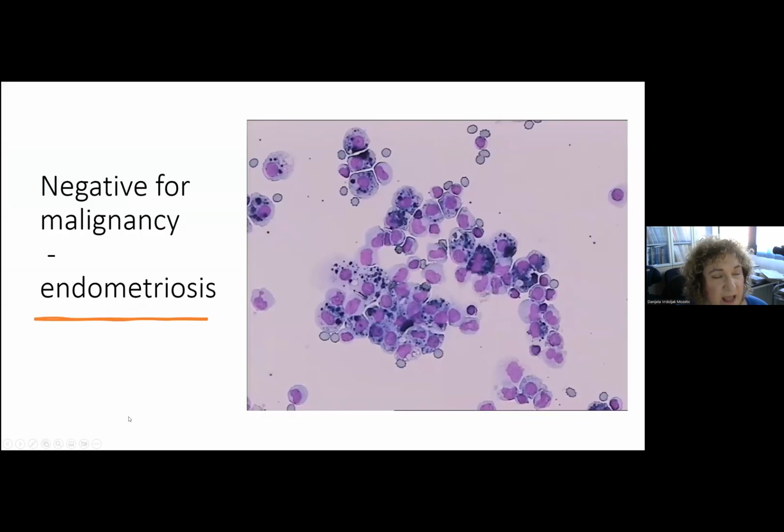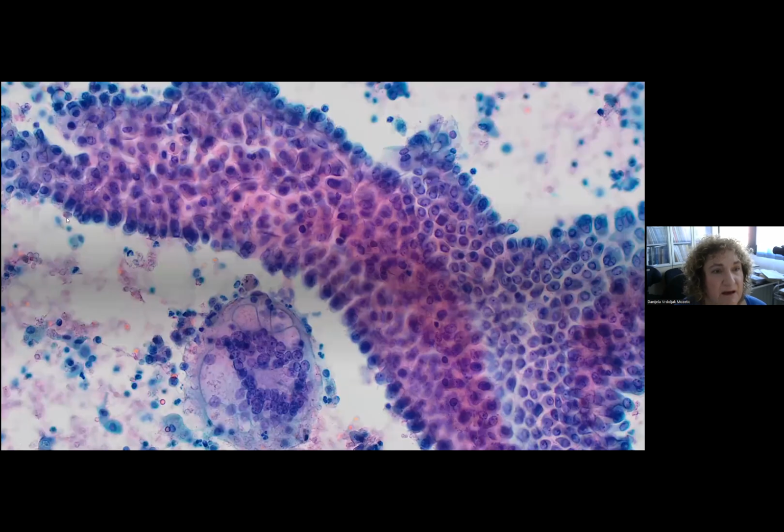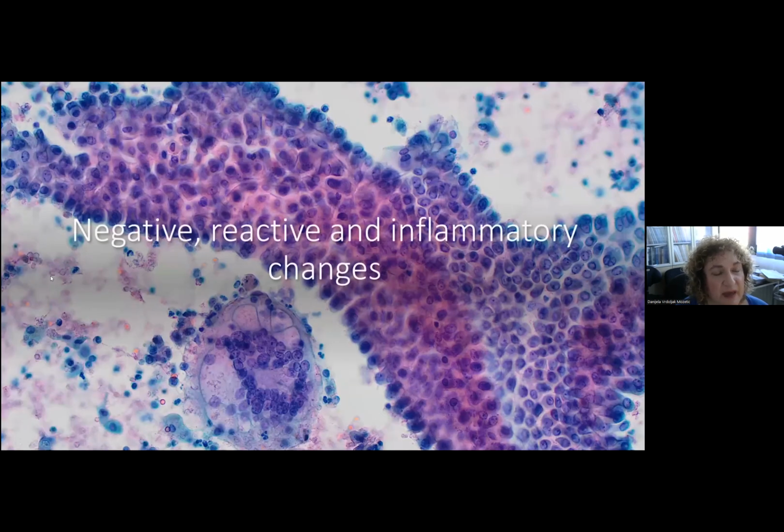We can also see endometriosis effect in a peritoneal fluid when we see the macrophages with this pigment, which is really coarse and dark. So we report it as signs of endometriosis, or sometimes we have inflammatory changes with these multinuclear inflammatory histiocytic cells.